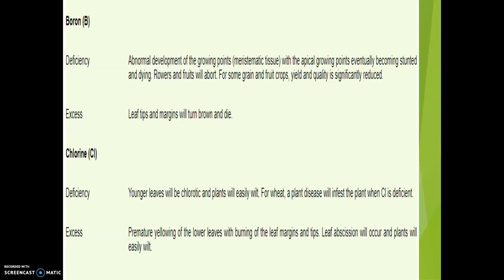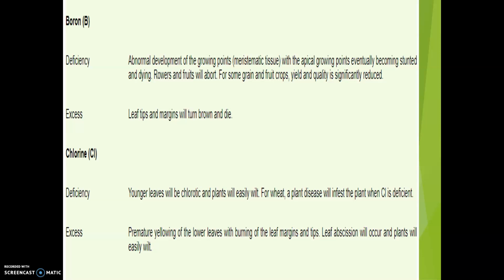Then coming to the next element, that is chlorine. Chlorine is an essential component for photosynthesis and an activator of enzymes involved in splitting water. It also functions in osmoregulation of plants growing on saline soils. These are all the roles of chlorine in plants.